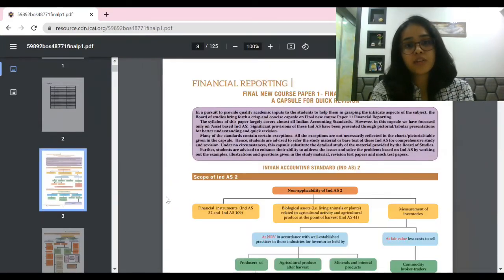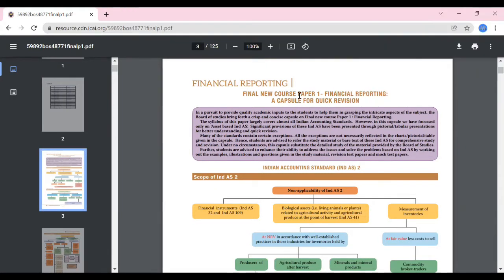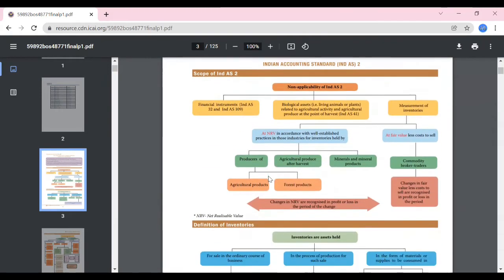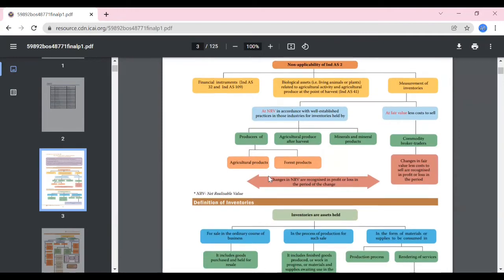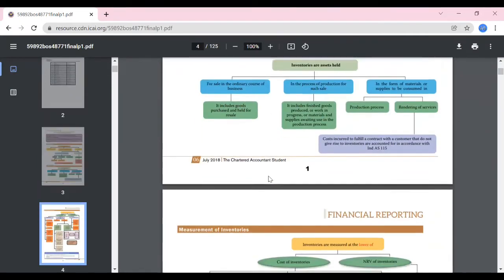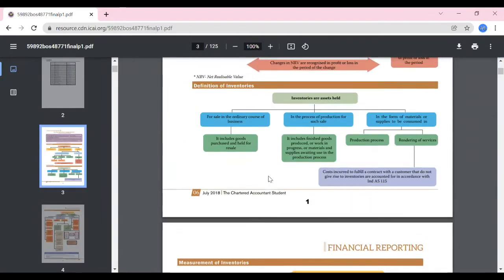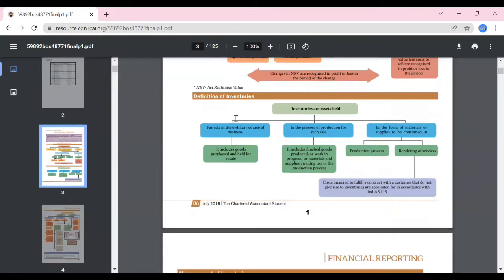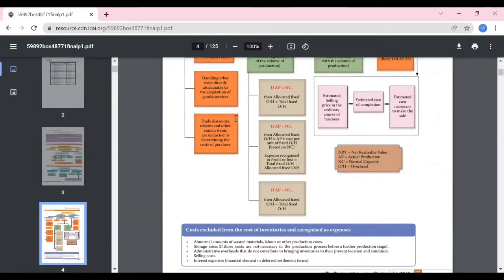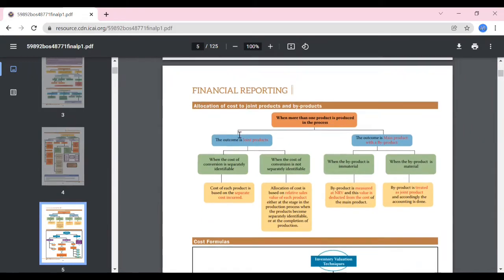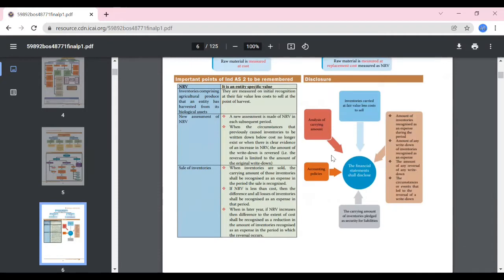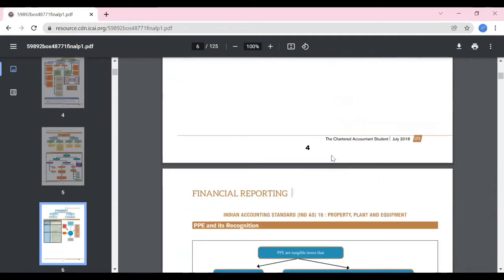Now, in financial reporting, there are various Ind ASs, as you may see. So here you'll be able to see that for Ind AS 2, you'll find summary charts which are organized in a very easy to read format and made very concise, divided in a very simplistic manner, starting with scope, definition, measurement of inventories, going on to allocation of cost to joint products, cost formula, then the important points to refer, disclosures, and that's where it ends.